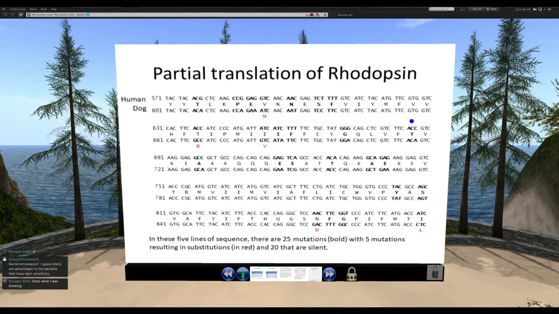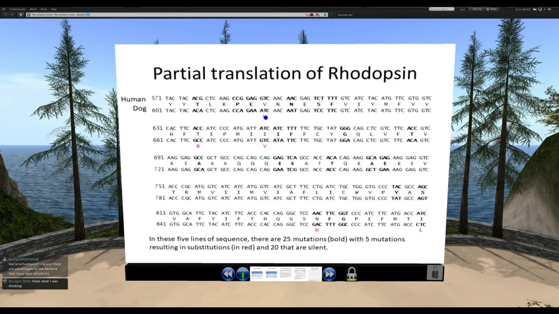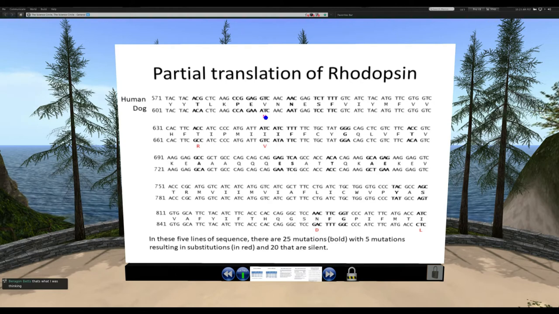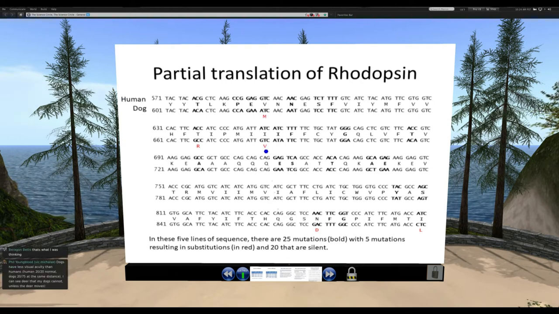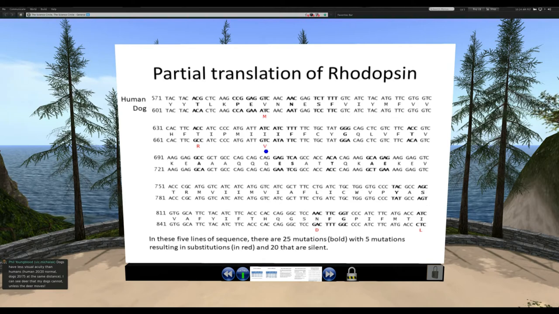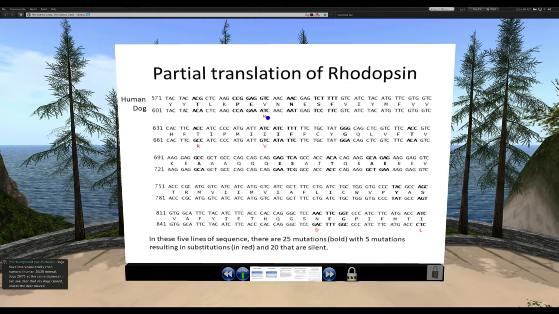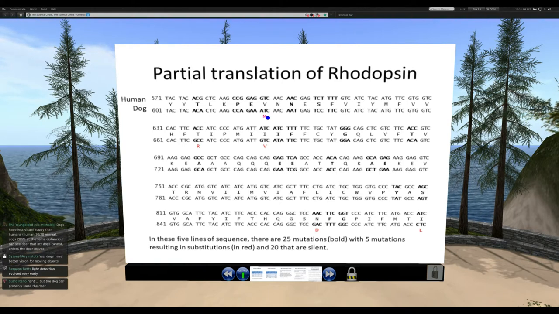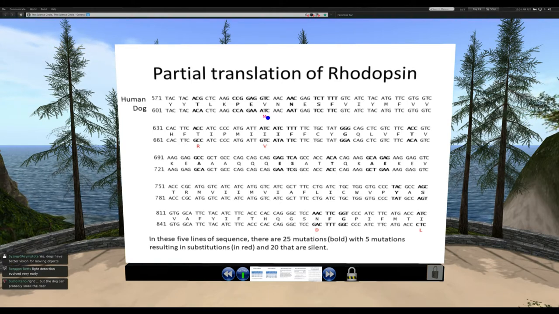So this is 1, 2, 3, 4, 5 lines of code. They're divided into the individual codons, and each of the codon differences is in bold type, and each difference that gives rise to a different amino acid, the different amino acid in the dog is shown below. So we've got isoleucine in humans, we've got valine in dogs, we've got valine in humans up here, and methionine in dogs. So these red ones are the ones that are different. So in these five lines of sequence, there are 25 mutated codons, or 25 mutations. And five of these result in substitutions, and the other 20 are silent.